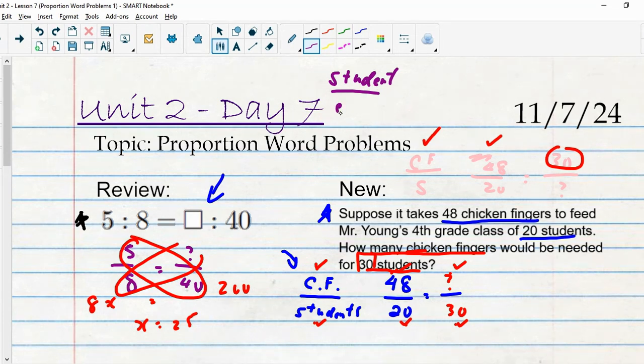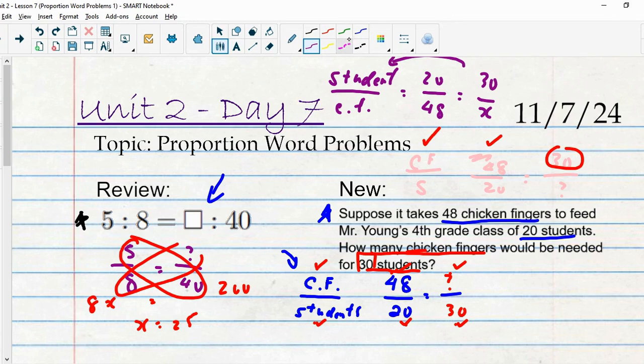All right, students to chicken fingers. So, for instance, if you say, "Mr. Ng, I want to put students on the top," yeah, you can. Okay, so 20 students can eat 48 chicken fingers. Therefore, 30 students, right? 30 students can eat how many? We can do that. It's the same thing.